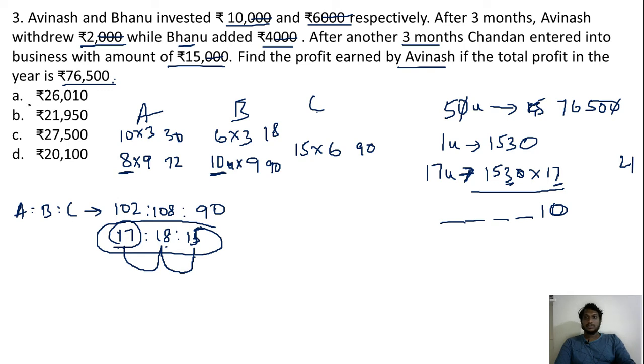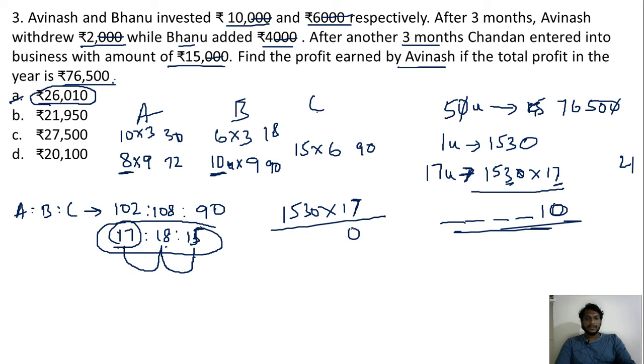So in these options you have only 26,010 which satisfies this. So option A is the right answer. See, you can have a recheck as well, for instance, but in the examination you shouldn't do this multiplication because your time will be wasted.